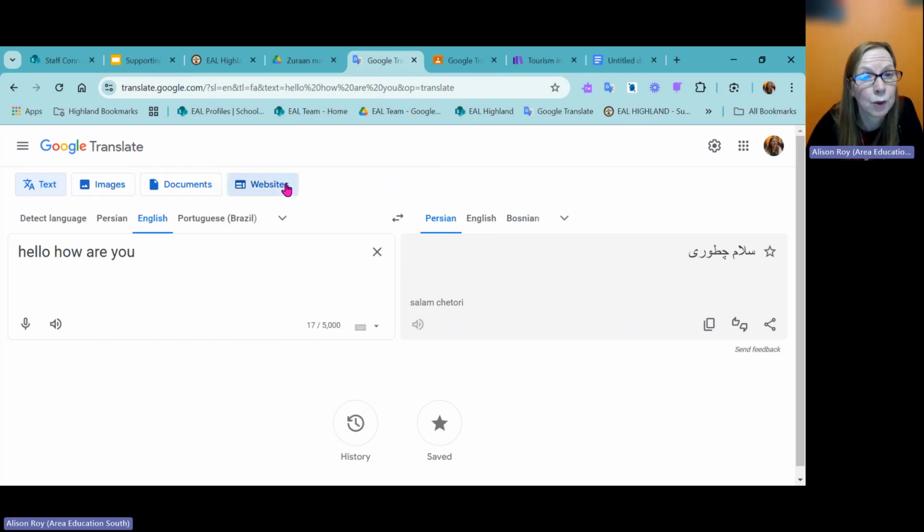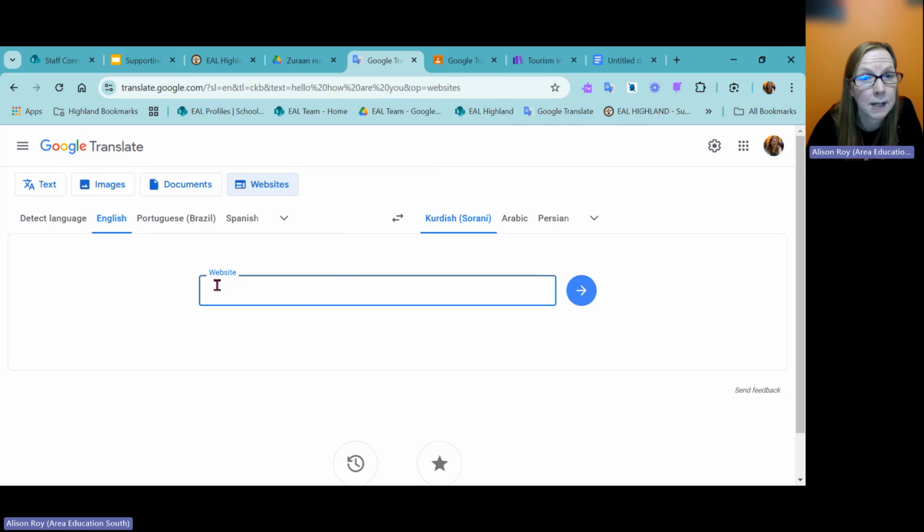You can also copy and paste a web address in here and it will translate the whole website. So that's a handy function. You can put in any website and you'll get the whole website translated, which can be very handy and useful for students that are very new to English. As they move on, we try to not encourage them to translate the whole website, but to translate more parts of it they're not sure about rather than translating everything.